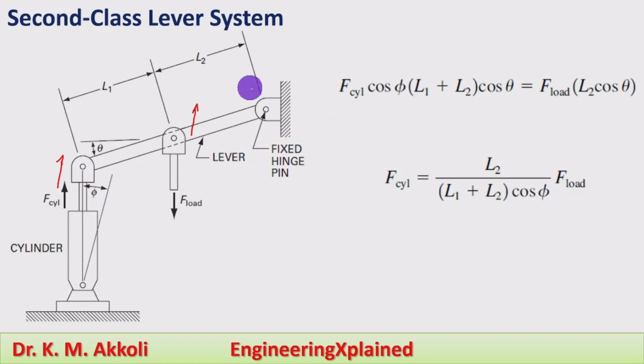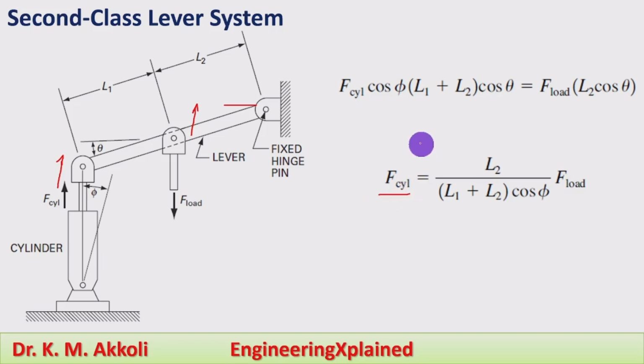Here the two distances about the hinge point are L1 plus L2 into cos theta, the angle of the lever at a slant, and the F load is acting here, F load multiplied with this L2 cos theta, the same angle acting here also. And by that we need to find out the F cylinder.